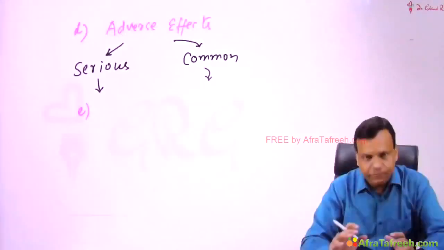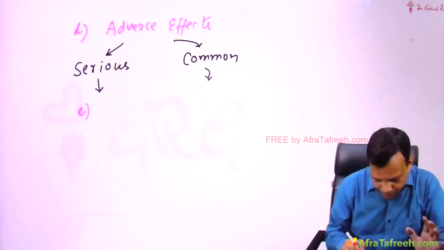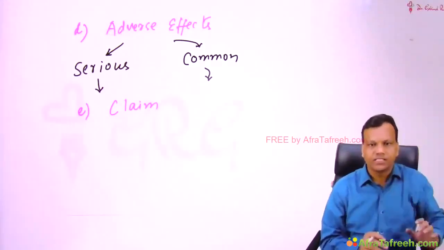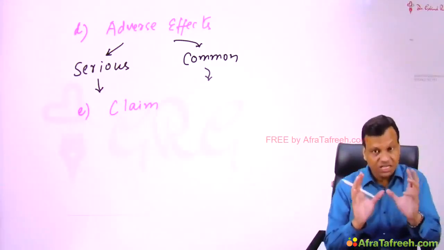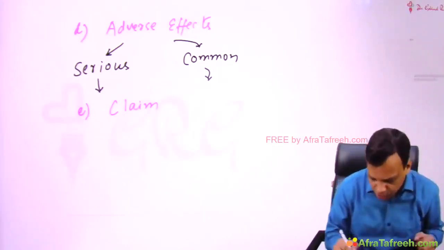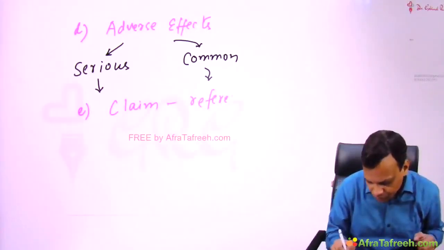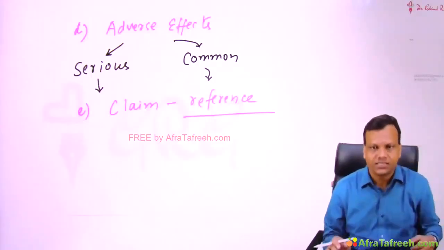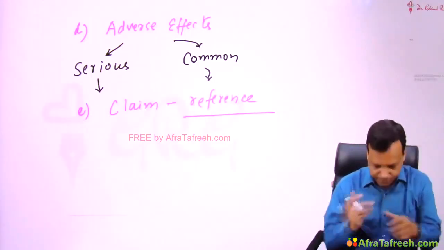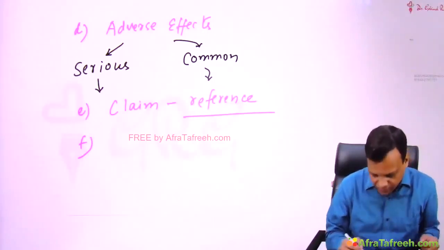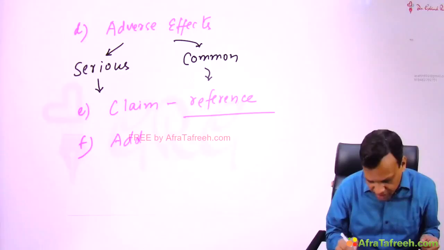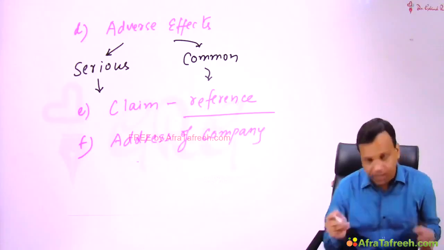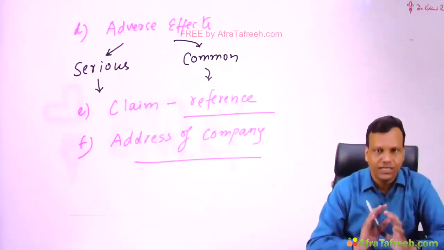If the company is making some claim, like our proton pump inhibitor is better than all other companies, then they should give a reference for that claim. So in which book, in which article, in which study it is mentioned that this is better than the others. Okay? So they should provide the reference. Then we should have the address of the manufacturer. So in case any problem occurs, to whom to contact, that address should be there.